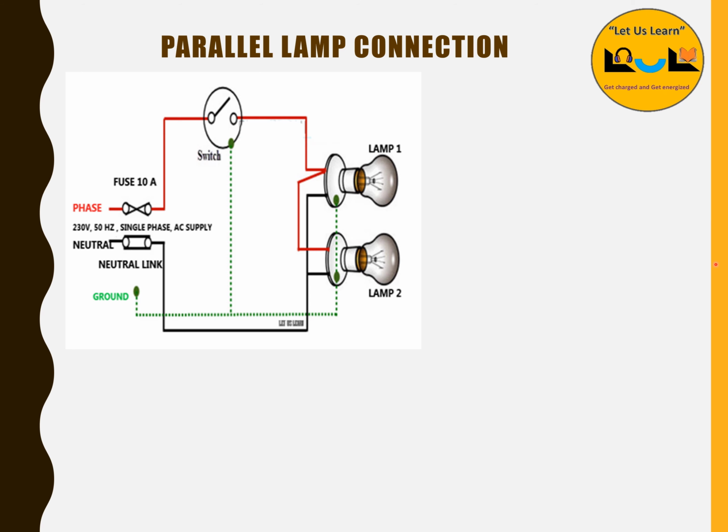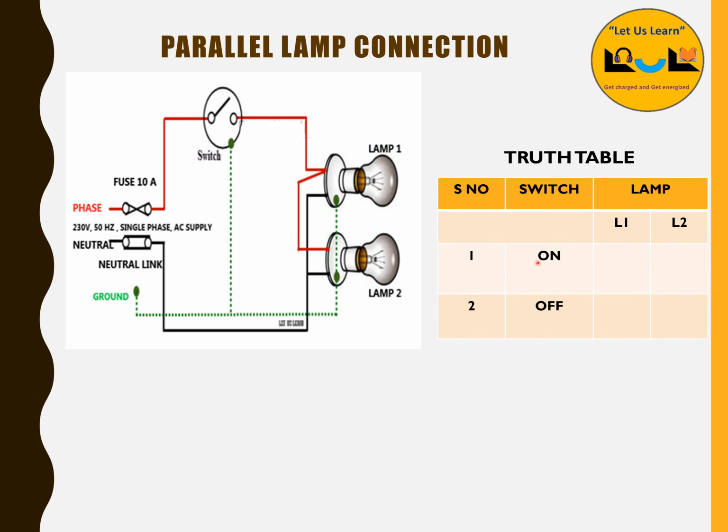For this parallel lamp connection, we are going to discuss the truth table. Whenever the switch is in on position, both lamps will be on. L1 is on and similarly L2 will be on. Whenever the switch is in off condition, L1 is off and L2 will also be off.